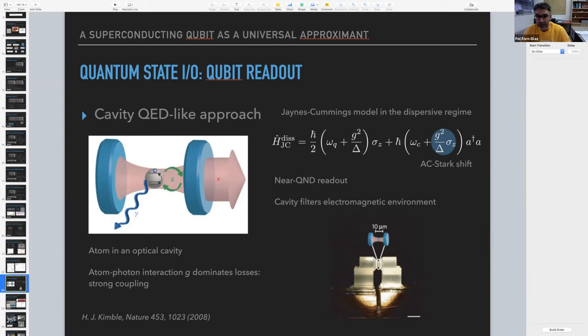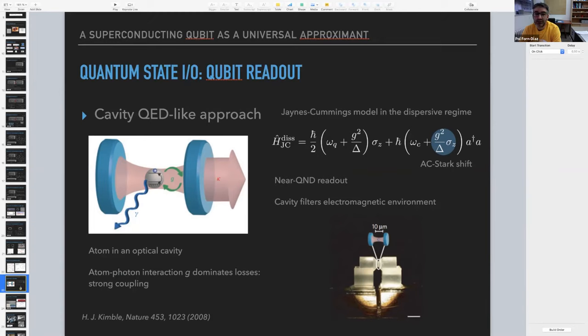Here there is a qubit term, sigma z, and a resonator term, a dagger a. And what matters is that the resonance frequency of the resonator acquires a term here that depends on the qubit state. And this is known as the Stark shift, or the dynamical Stark shift, or AC Stark shift. And this means that if you measure the frequency of your cavity, you're indirectly reading out the qubit state.